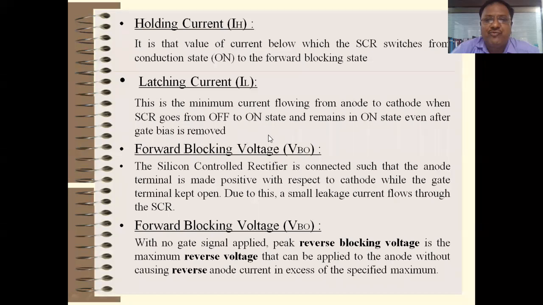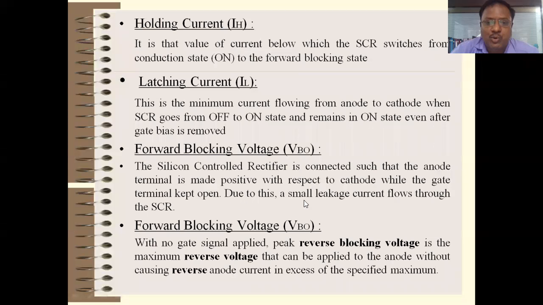So that is called a latching current. The difference between latching and holding current is something in milliamperes, but holding current is always less than latching current. For forward blocking voltage, the silicon controlled rectifier or SCR is connected such that the anode terminal is made positive with respect to the cathode, while the gate terminal is kept open.